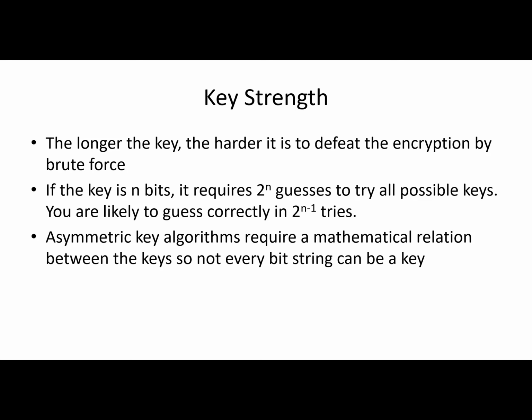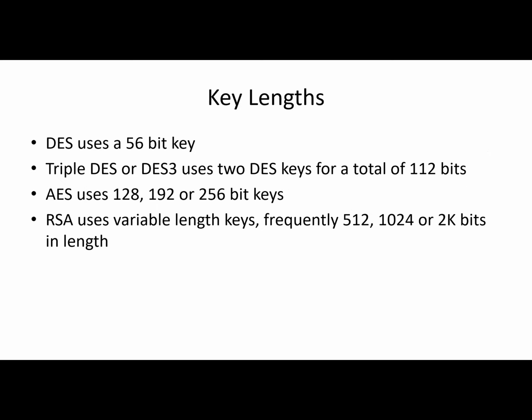Now, asymmetric or public key or RSA algorithms require a mathematical relationship between the keys. So not every bit string will work. On AES and DES, you can just get a random number and any bunch of bits will work as a key. Again, DES keys are 56 bits, way too small. AES uses much bigger 128 or 256-bit keys. And in AES, any random number will work.